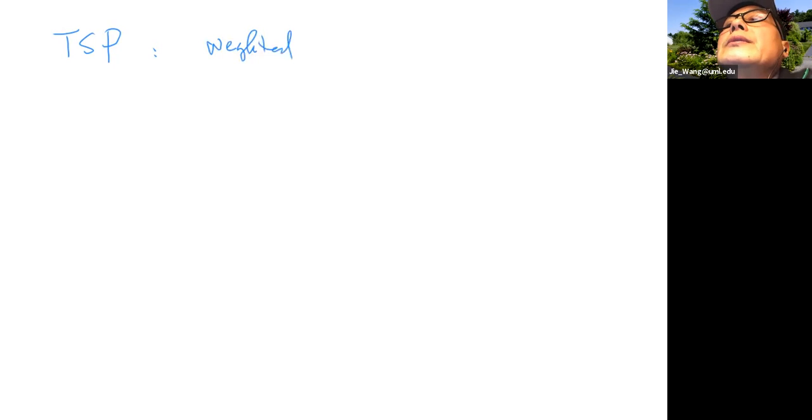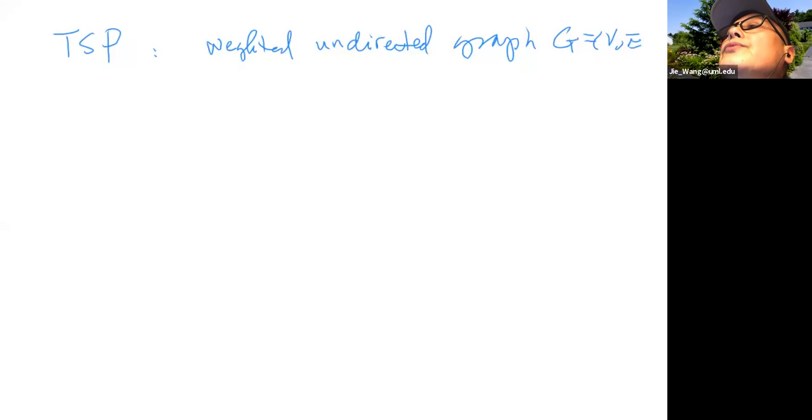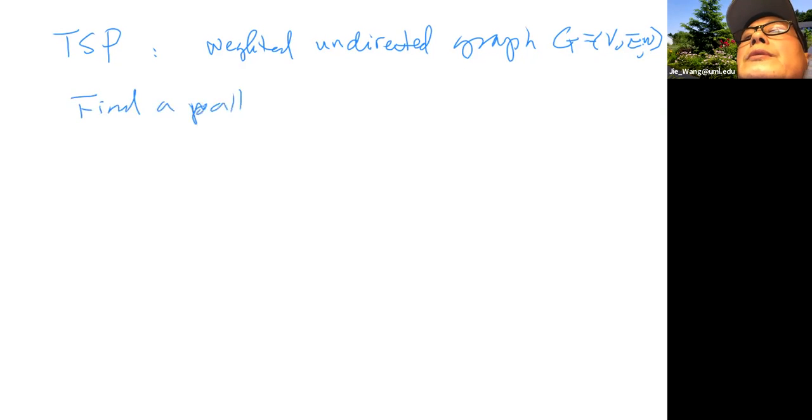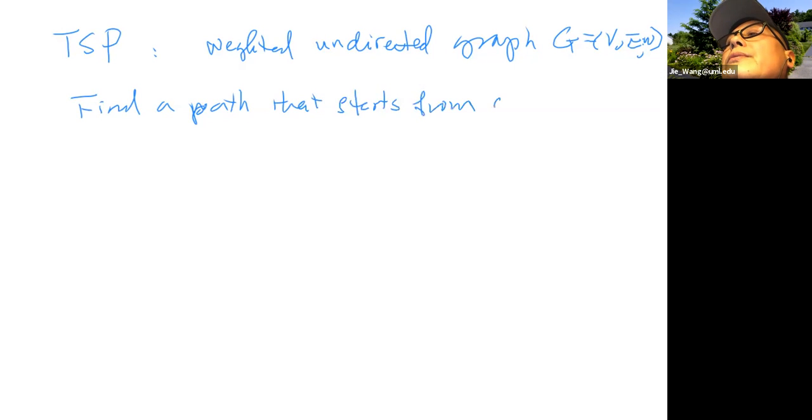Right. So the traveling salesman problem is the following problem. You are given a weighted undirected graph G, with a weight W. So what you are going to find is a Hamiltonian circuit or a path. So I want to find a path that starts from a node. So actually, you find a circuit.